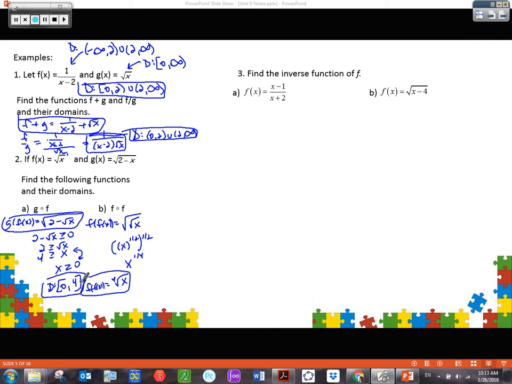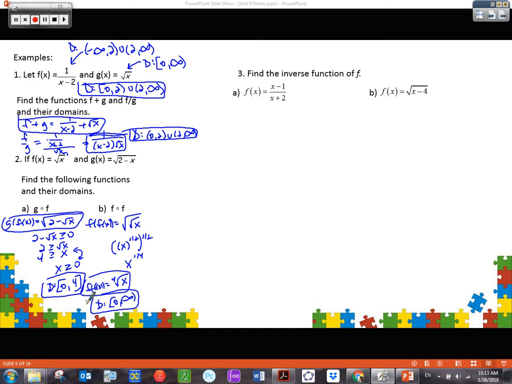So domain. That's a pretty straightforward domain, right? It's an even root. All even roots can't be negative, right? You can't have anything under there that's negative. So this domain would go from 0 to infinity. Okay, and those are the combinations of functions. How are we with that?